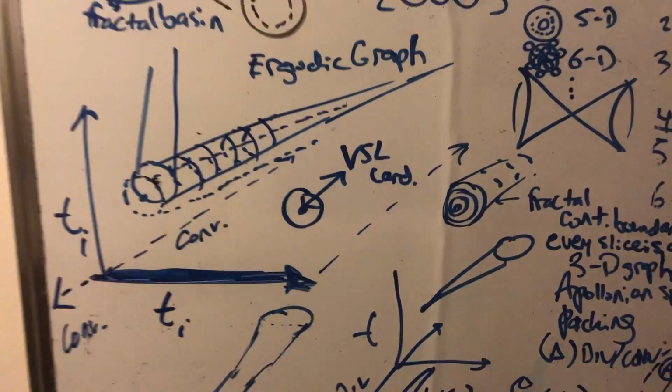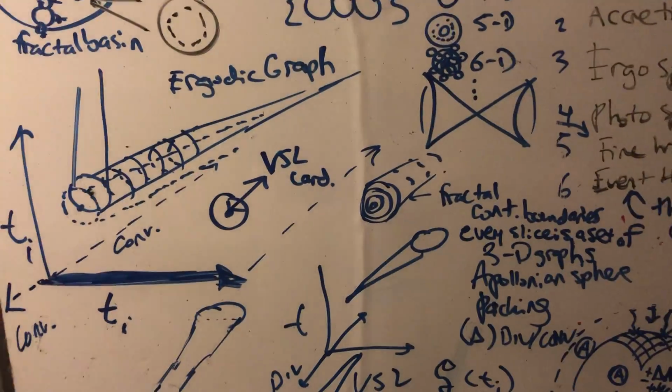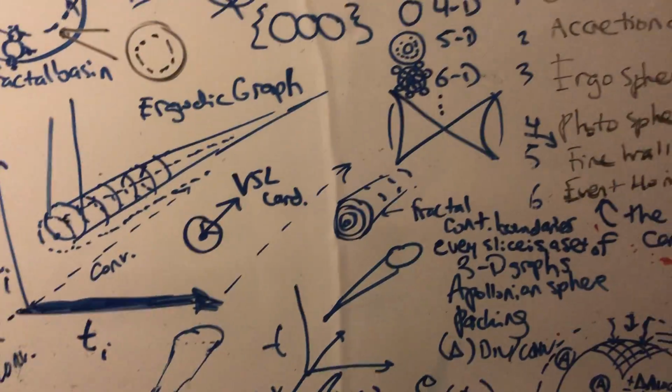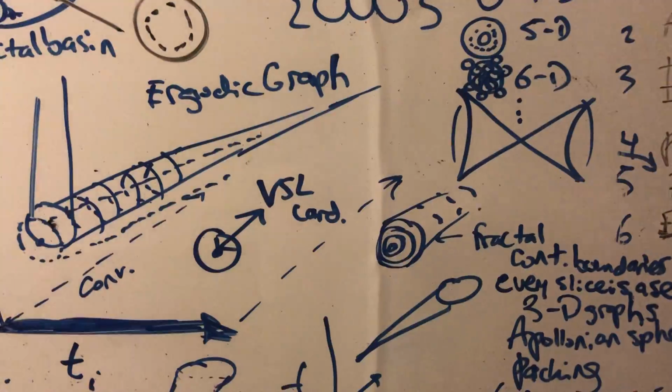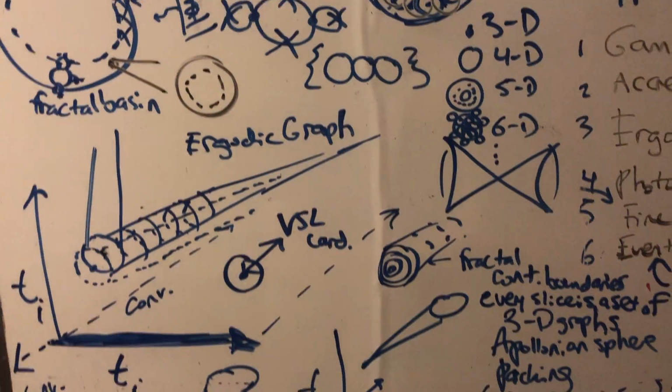And so a lot of theoreticians in physics are against the idea of an ergodic universe, but I agree with that. It's impossible to have an ergodic universe, but it's necessary to have an ergodic multiverse.